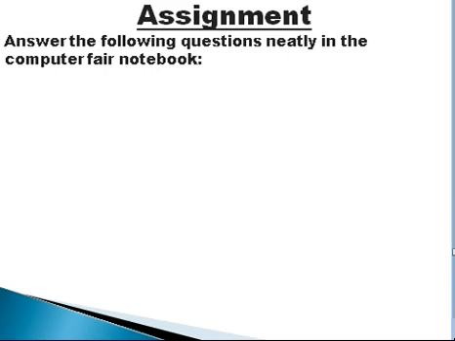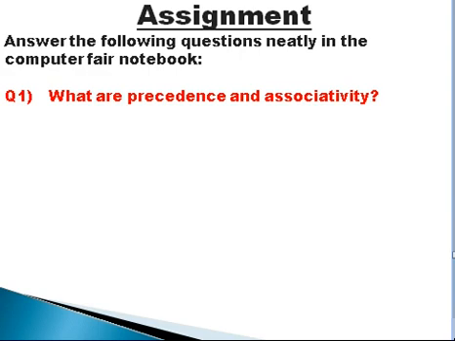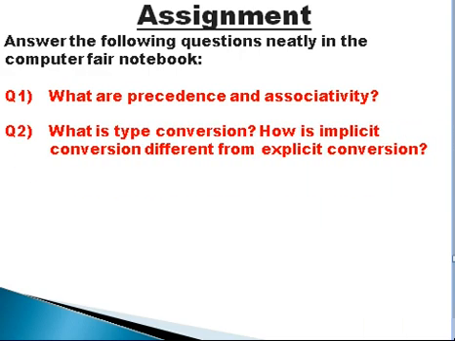Now with this explanation we come to the end of today's topic, and we move forward with the assignment. You have to do the following questions in the same notebook, in the fair notebook where you have done the previous work. The first question is, what are precedence and associativity? We are talking about operators. We have very well discussed it in the module, so you can always write the answer for this question.